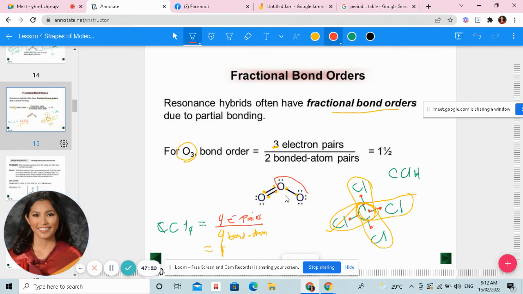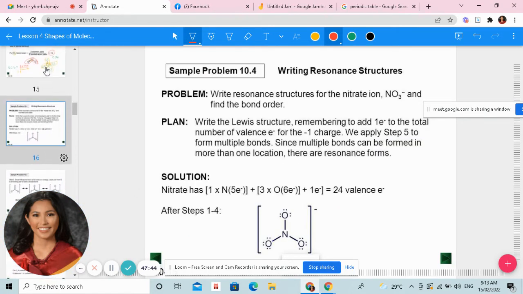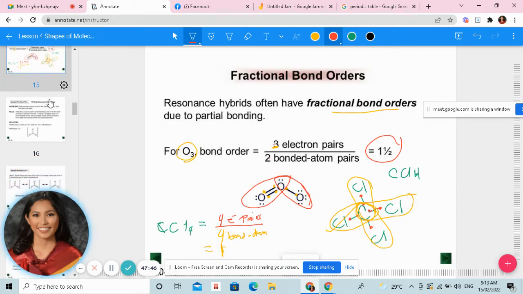We have first bond, then first atom, second bond atoms. So we have two, 3 divided by 2, that is 1.5. Okay, so we have fractional bond orders. So fractional, that is resonance. So don't forget that one.